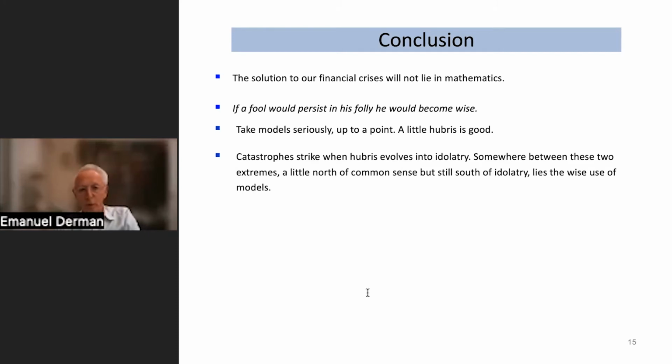William Blake wrote, "If a fool would persist in his folly, he would become wise," which in this context means it's good to take models seriously up to a point, and maybe even be foolish to the point of using black holes and calculating all sorts of sophisticated things. A little hubris in taking models seriously is very good, but at some point you have to realize that you may have gone too far, and catastrophes strike when the hubris evolves into idolatry. Somewhere between these two extremes, north of common sense but south of idolatry, is the region for the wise use of models.